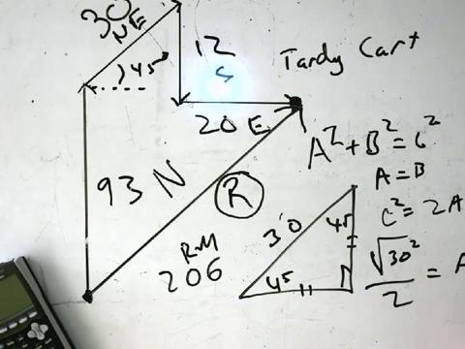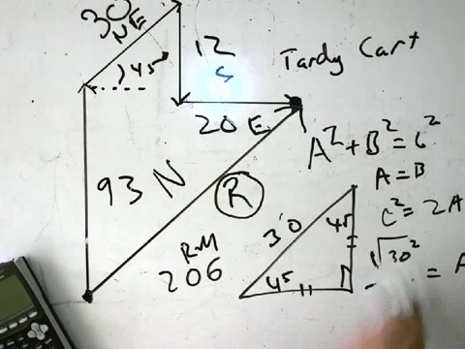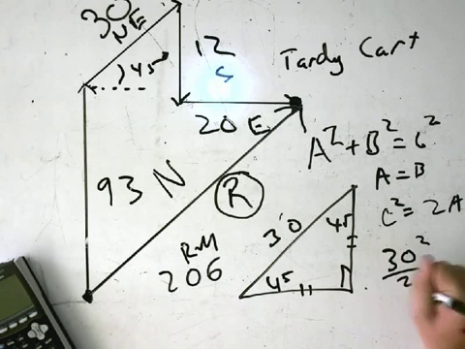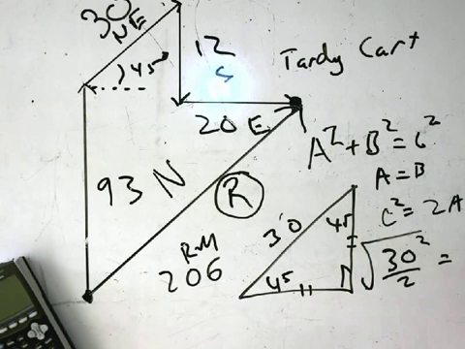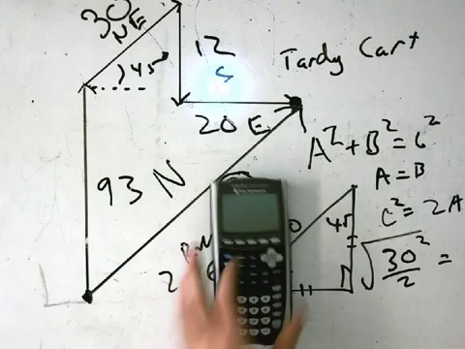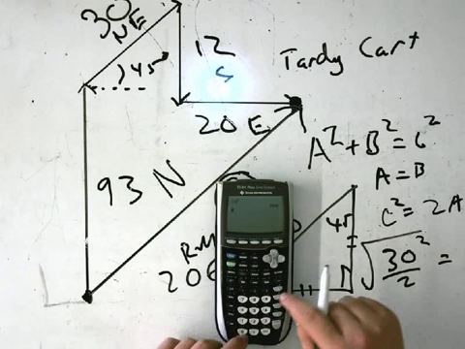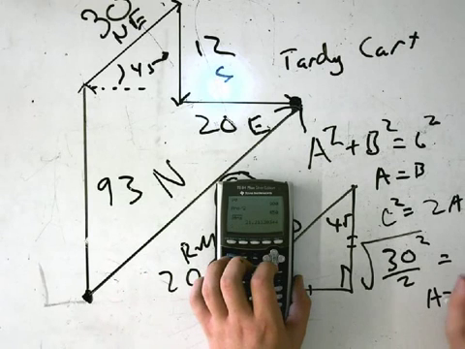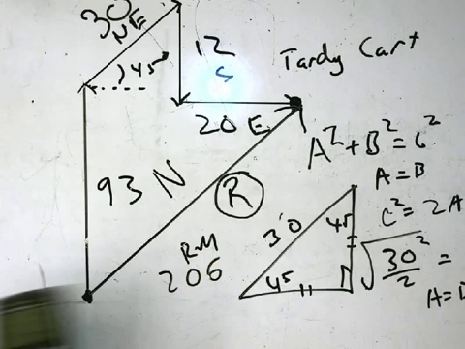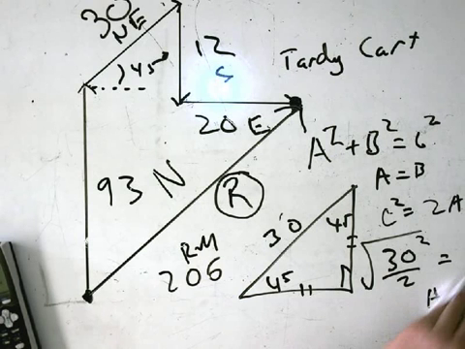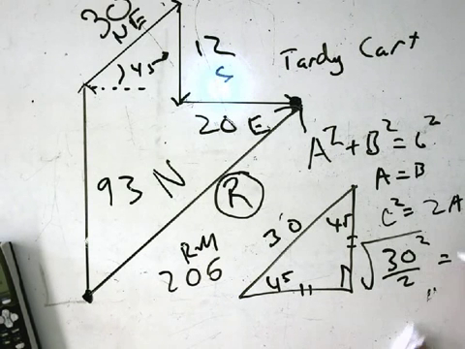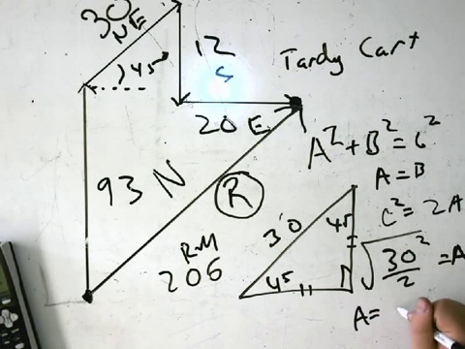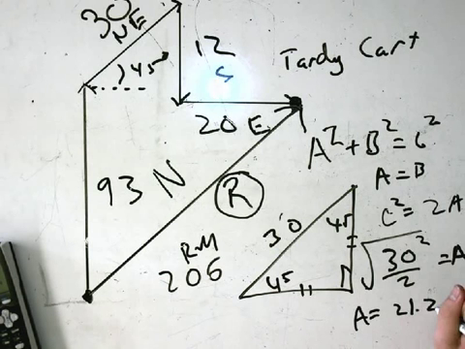No, sorry, my bad, I did that a little wrong. 30 squared over 2, square root of that is equal to a. So going over to our calculator, we say 30 squared divided by 2, square root of that. So a is equal to b, and a is equal to 21.2. We'll just call it 21.